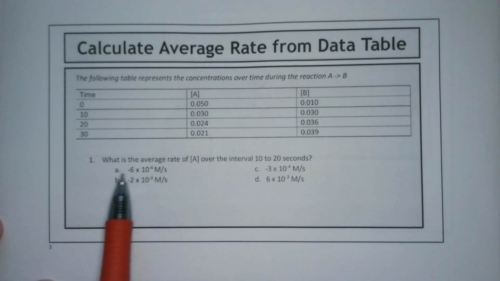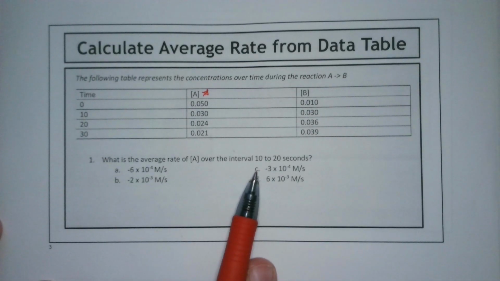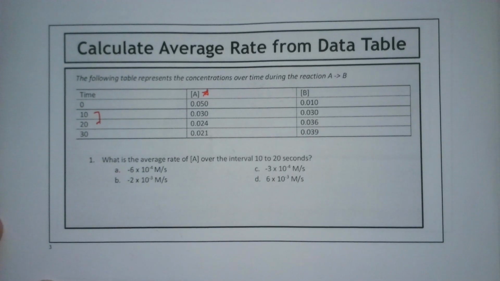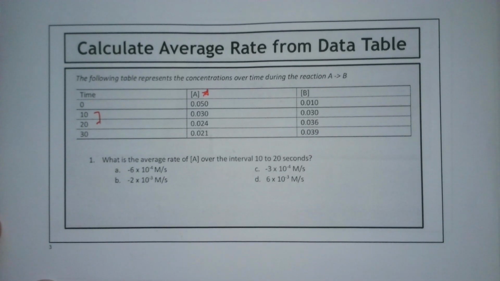My question here is, what is the average rate of A, so I'm looking at A specifically, over the interval between 10 and 20 seconds. So I want to find the average rate of change of A over this time interval.